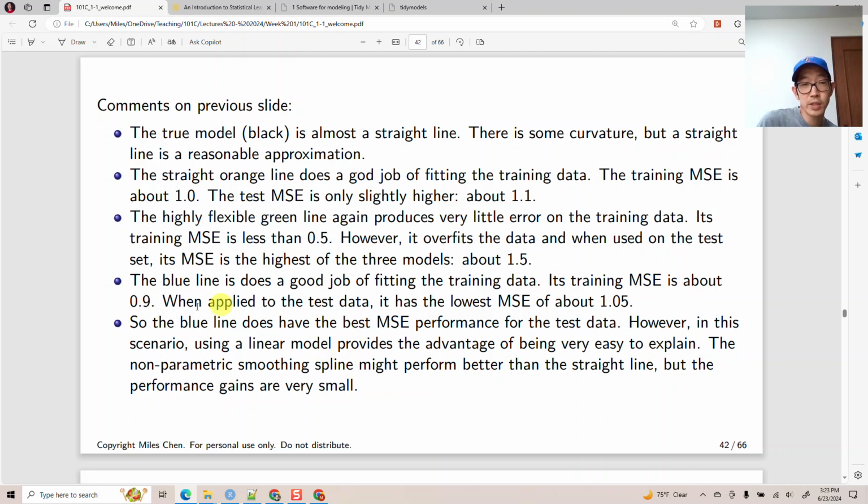Okay, so the blue line here does have the best mean squared error performance for the test data. Using a linear model provides the advantage of being very easy to explain. So the non-parametric smoothing spline might perform better than the straight line, but the performance gains there are very small.